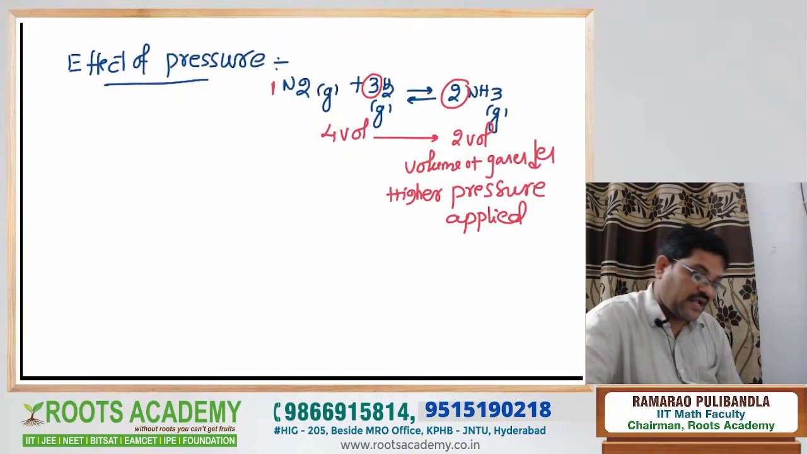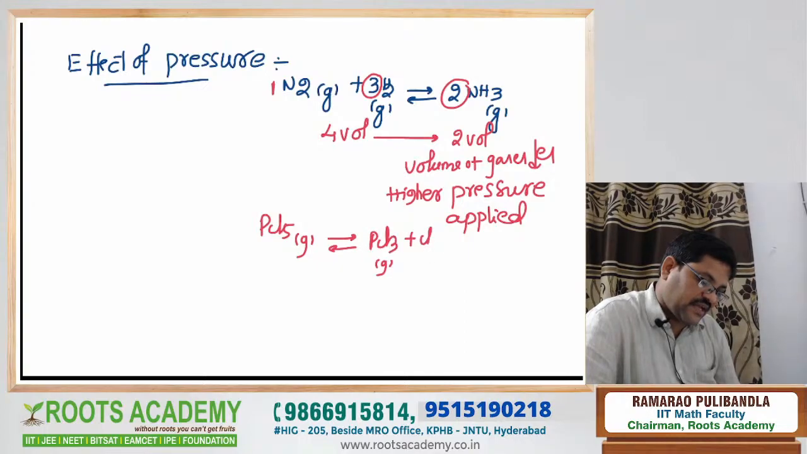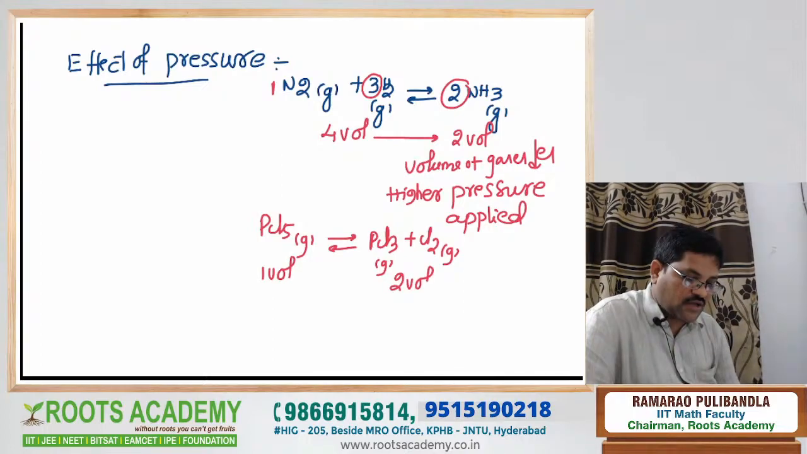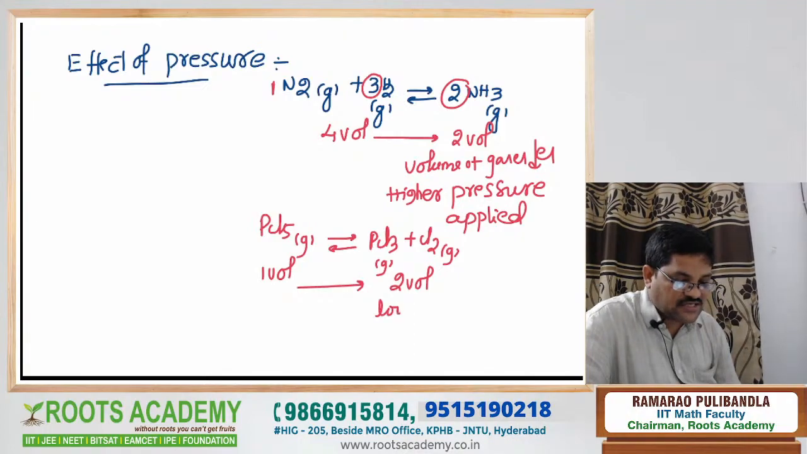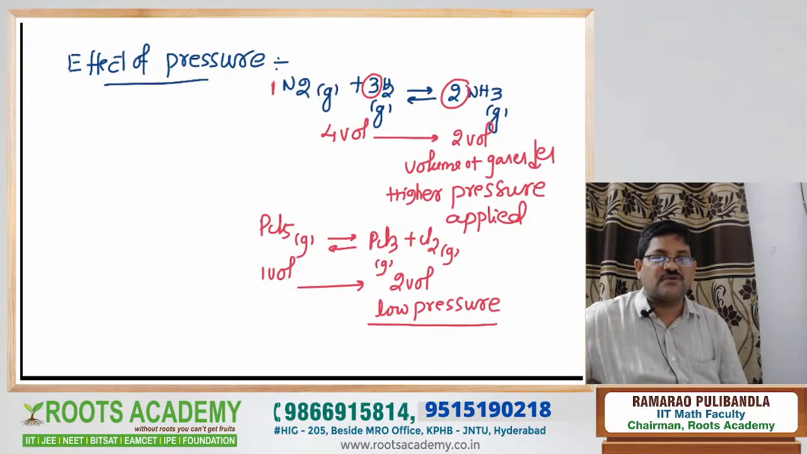And take the next example, the PCl5 gas. PCl5 gas gives rise to PCl3 gas plus Cl2 gas. So 1 mole of PCl5 gas means 1 volume, and this is 1 plus 1, 2 volumes. That means in the forward direction, the volume of the gases increases. As the volume of the gases increases, low pressure is applied for dissociation of PCl5 gas.